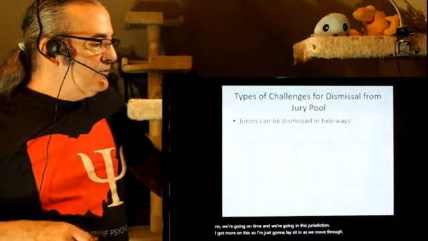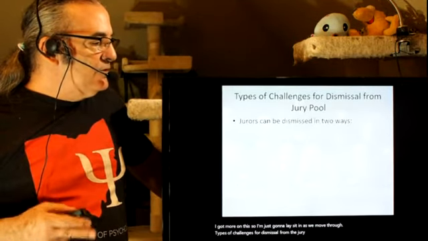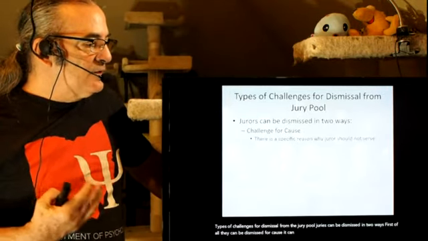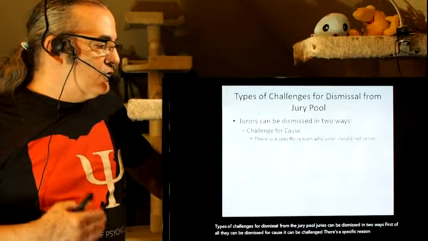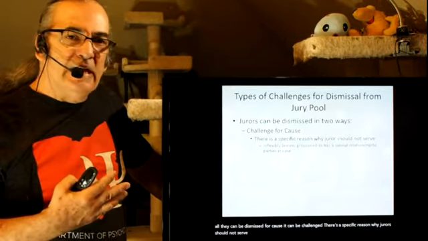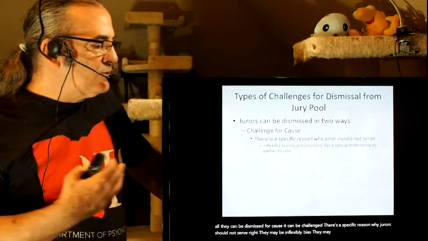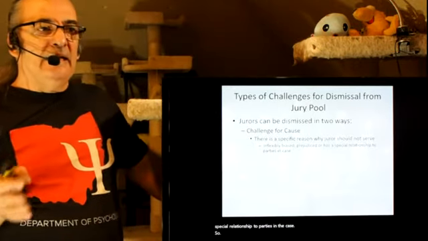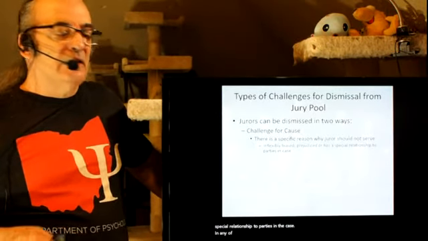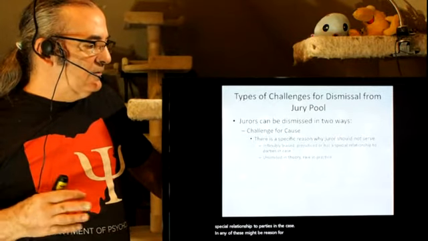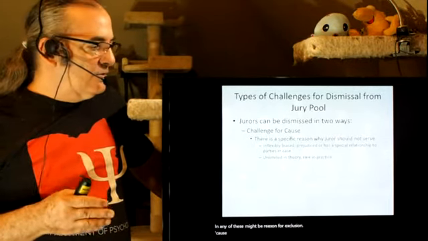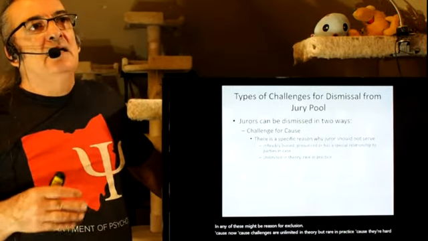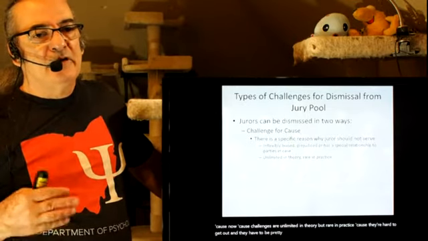Okay. Types of challenges for dismissal from the jury pool. Jurors can be dismissed in 2 ways. First of all, they can be dismissed for cause. It can be challenged. There's a specific reason why jurors should not serve, right? They may be inflexibly biased. They may be prejudiced, or they might have a special relationship to parties in the case. Any of these might be reason for exclusion on the cause. Now, cause challenges are unlimited in theory but rare in practice because they're hard to get at, and they have to be pretty egregious. They have to be pretty straightforward.